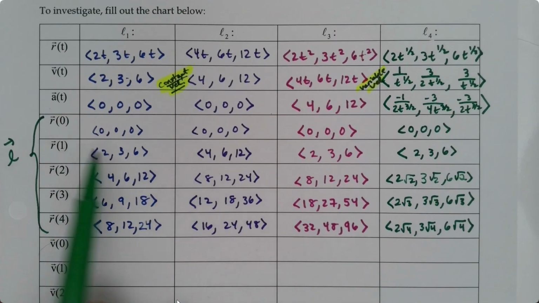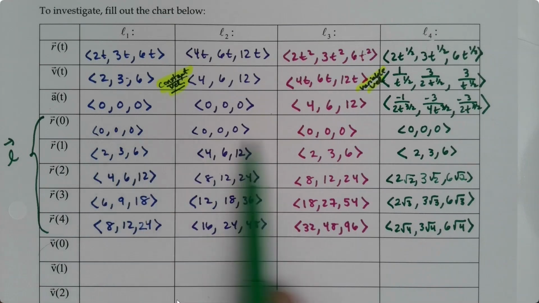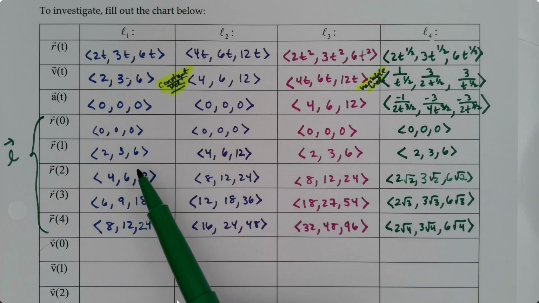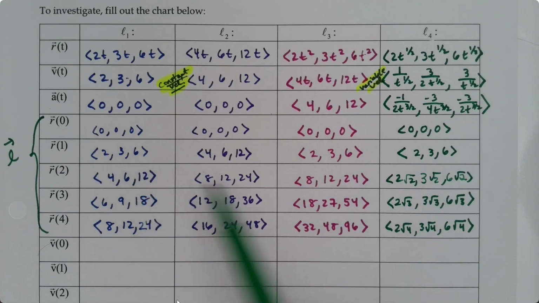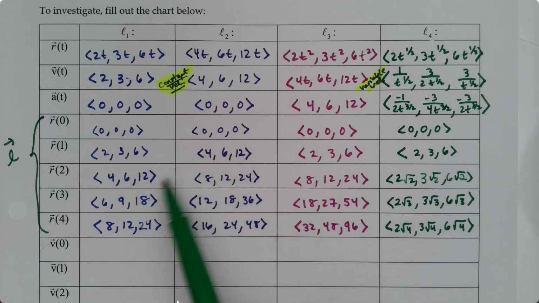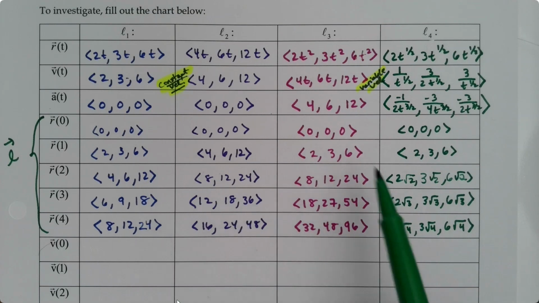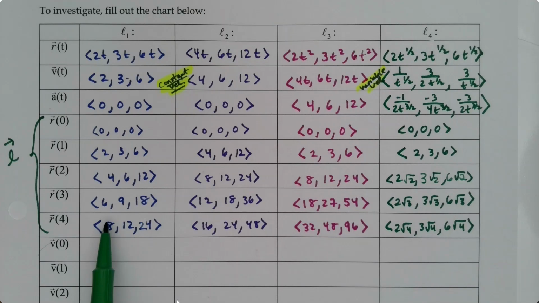All right. So you can see that they all kind of start off at 0, 0, 0. Right? That's no problem. And then they hit the same kind of ratio, 2, 3, 6, 2, 3, 6, 4, 6, 12 is just double that. And you can see they're hitting the same points, but they're just doing it at different rates. This one is double that one.